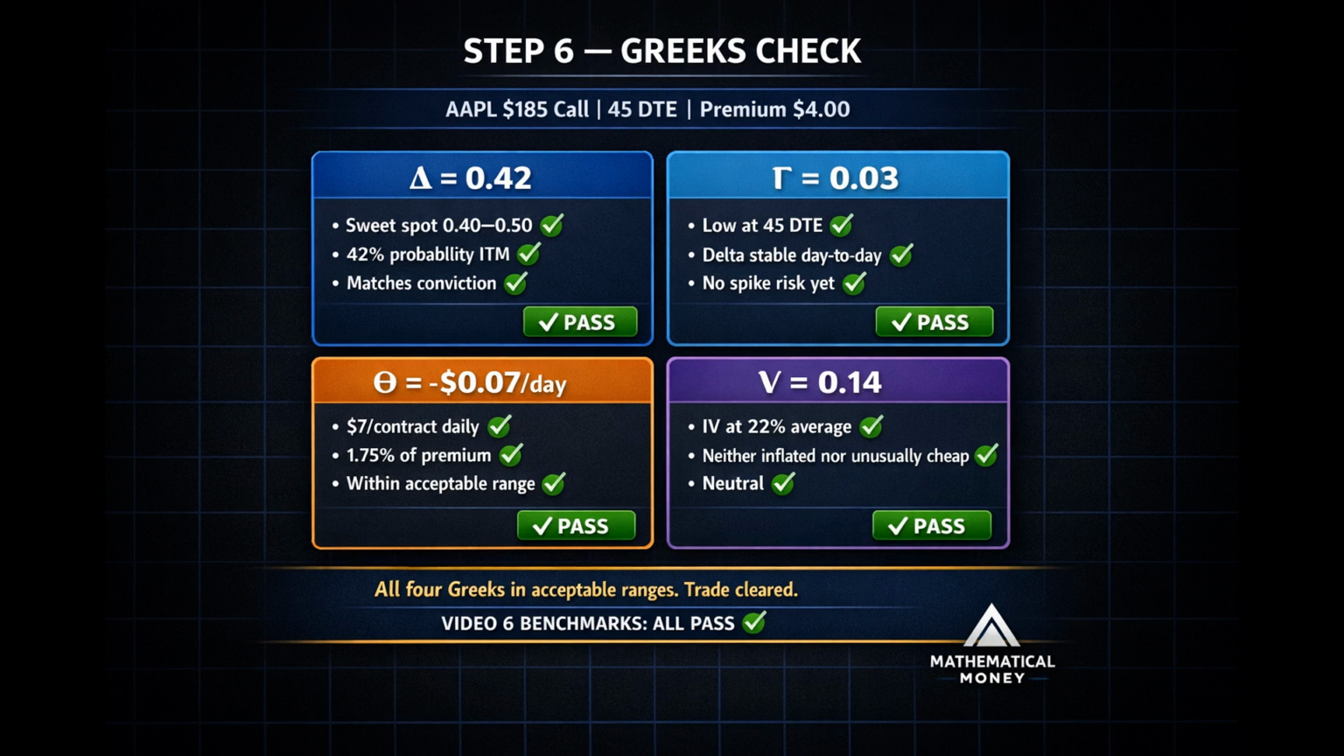Vega, 0.14. A 1% IV change adds or removes 14 cents. With IV at its average, Vega is not a significant concern here. All 4 Greeks are in acceptable ranges. The trade passes the benchmark check from video 6.